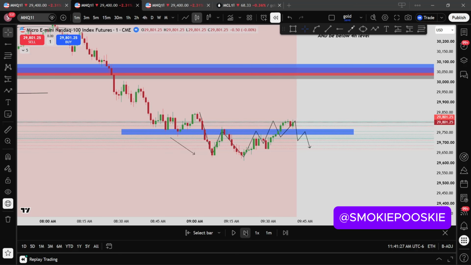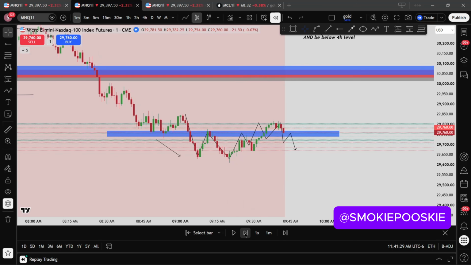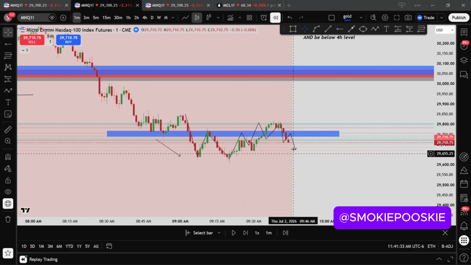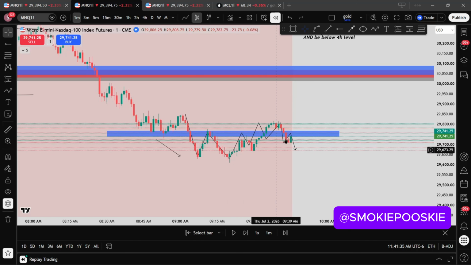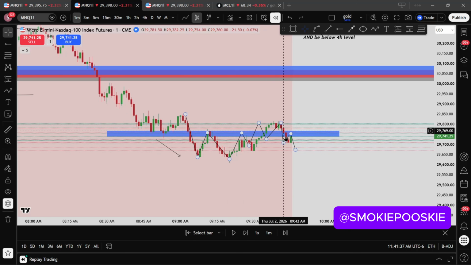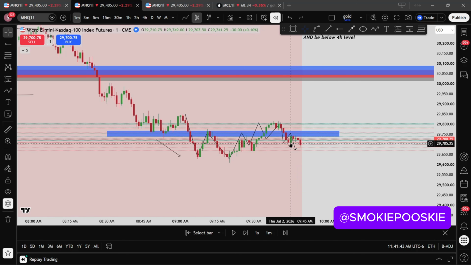So right here, we're still in that correction. We're still building that bullish structure. And now we're finally below this level. So now all I'm waiting on is a lower high, something that's lower than this, or I'm waiting to be below this previous low.